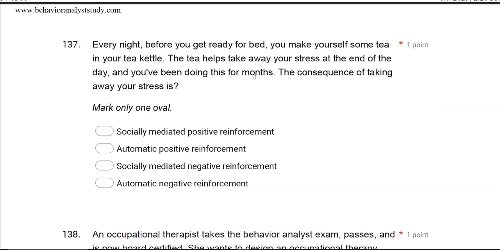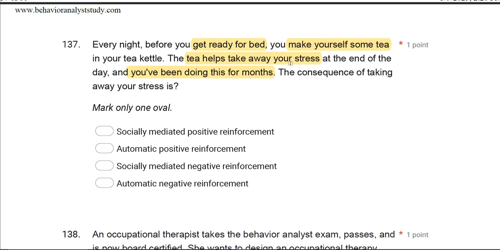So first things first, is this behavior increasing or decreasing? Well, you've been doing it for months, so it's increasing at worst, maintaining, meaning it's reinforcement. Okay, so we know it's reinforcement. So let's ask ourselves, is something being taken away or something being added? Well, you're getting ready for bed as the antecedent. You make yourself some tea is the behavior. The tea takes away your stress. That's the consequence. Something's being removed, negative.